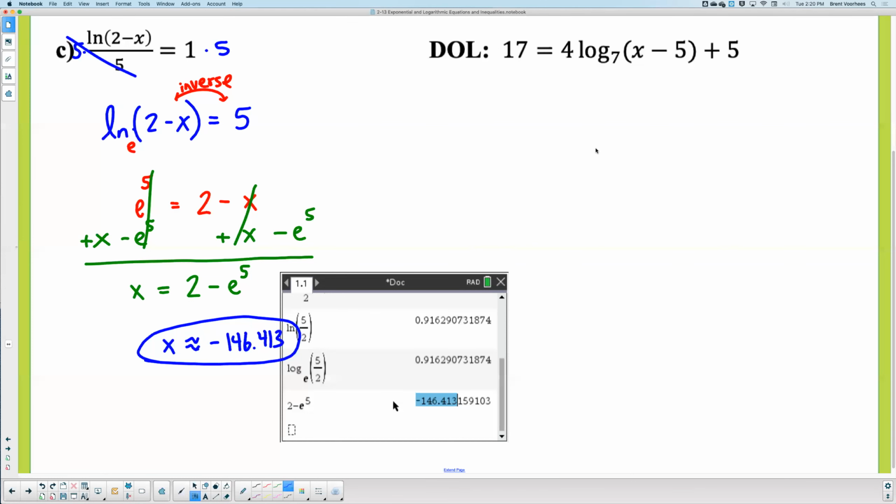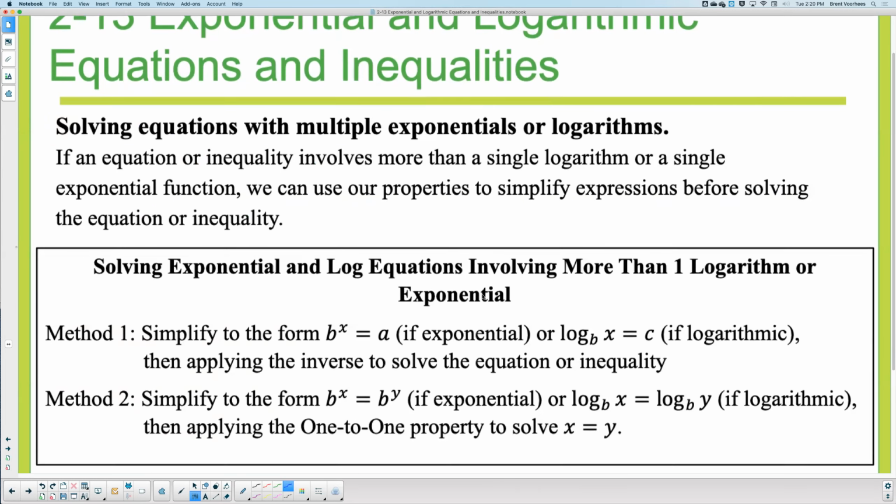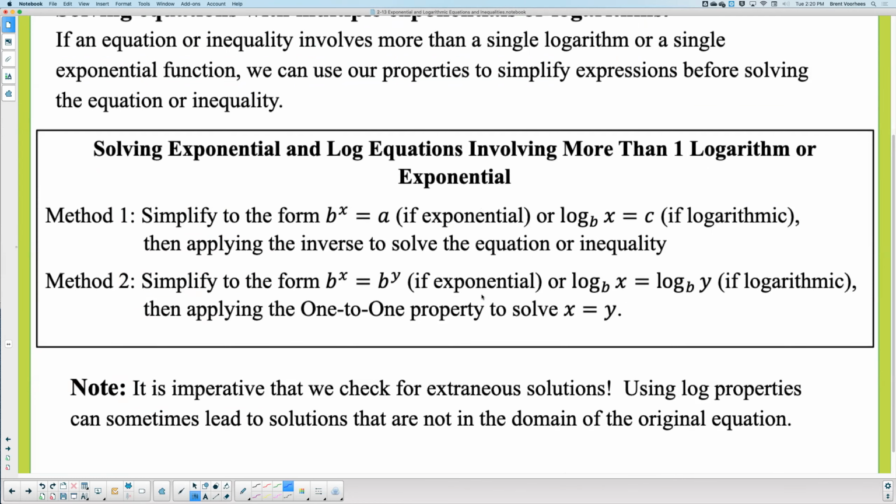All right, the second section of solving. The second thing you need to know for solving. There is a second method of solving, and that's when you have more than one logarithm or more than one exponential. And that's what this is telling you here. Okay, there are 2 steps. I've been using method 1 all day. But if you read this slide, it tells you there's a second method, and it's called one-to-one property. That's what I'm about to walk through today.